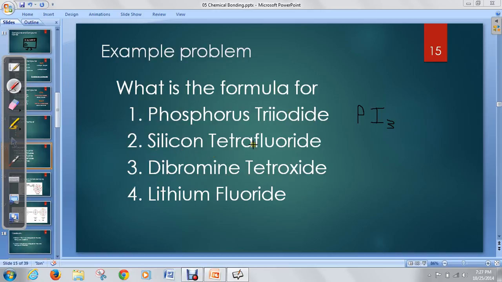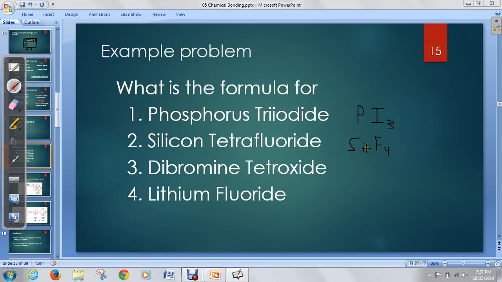So silicon is represented with Si. And again, there's no prefix, so it must have been a mono that was dropped, so there's just 1. And then tetrafluoride. Well, again, there's no chemical called tetrafluoride, but there is a chemical called fluorine. That must have been changed to ide, so this is fluorine, or F on the periodic table. And then there's a prefix tetra, so there must be 4 of them. Simple enough. So there's our chemical formula for silicon tetrafluoride.